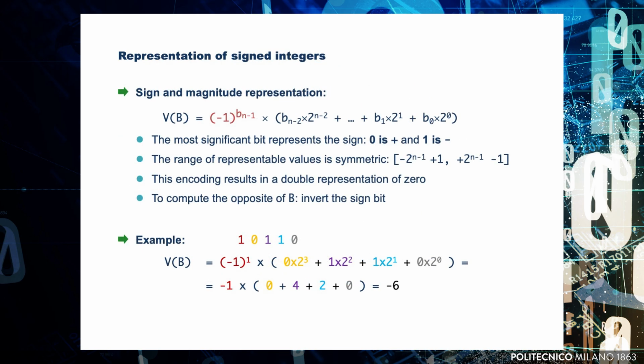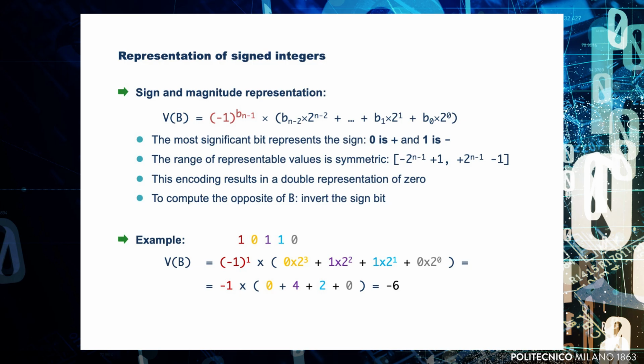Let's now consider the problem of representing signed integers and therefore also negative values. There are two main methods for binary representation of integer values: the sign and magnitude representation and the 2's complement representation. We'll start with the sign and magnitude format, since it is the one that most closely resembles how we deal with numbers in everyday life.